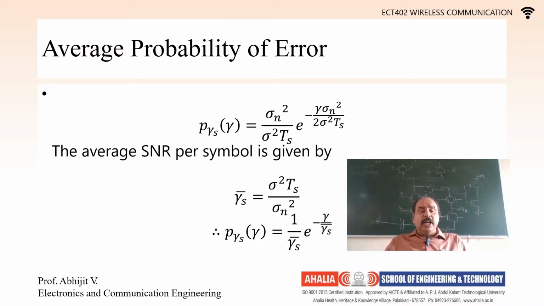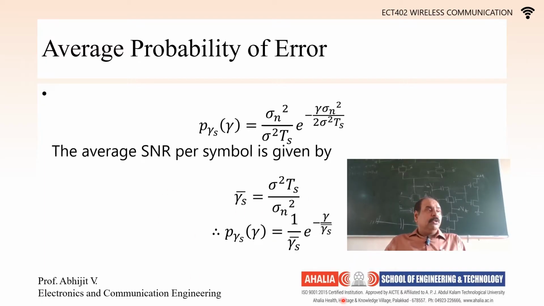On substituting, what will we get? P gamma S of gamma is equal to sigma n square by sigma square Ts e raised to minus gamma sigma n square by 2 sigma square Ts. We are substituting these values in the Rayleigh distribution. In that case, we get the average SNR per symbol, that is gamma S, equal to sigma square Ts by sigma n square.